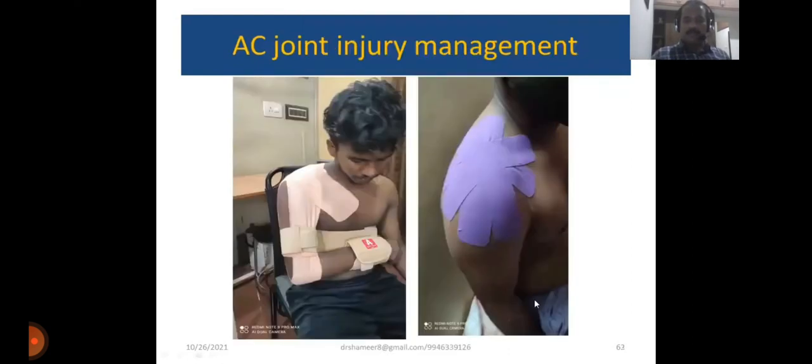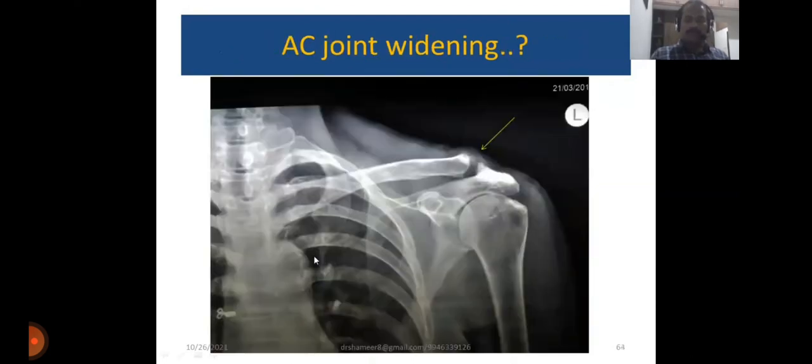Okay. So this is the kinesio taping after removing the bandage, on a professional cricket player. Okay, so both are different. This is different, this is different. So this is joint strapping for AC joint injury management. Okay, and we can see what I said earlier.